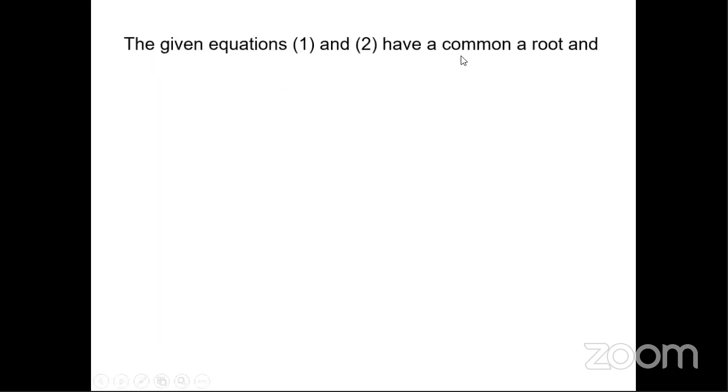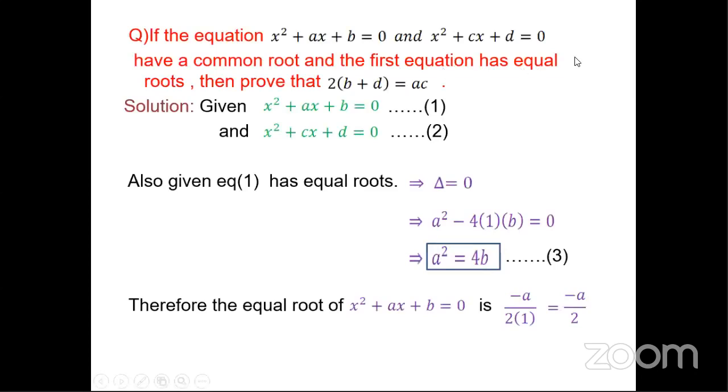Now, the given equations 1 and 2 have got a common root, children. Let us come to the previous point itself. We said the first equation has got equal roots. For any quadratic equation, what is the maximum number of roots you have? 2 roots. And we said the equal root is minus a by 2. That means the other root is also minus a by 2. So the 2 roots for the first equation are minus a by 2, comma, minus a by 2. That means it indirectly says that minus a by 2 should be a common root for the second equation also.